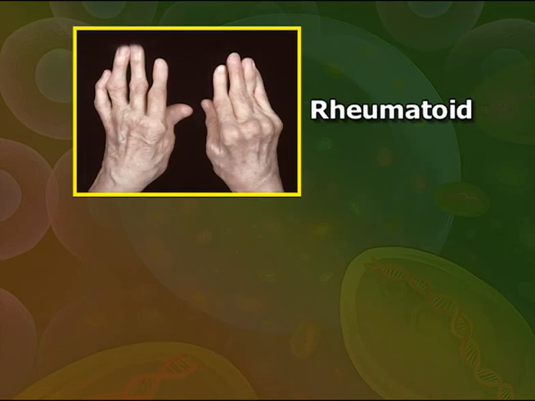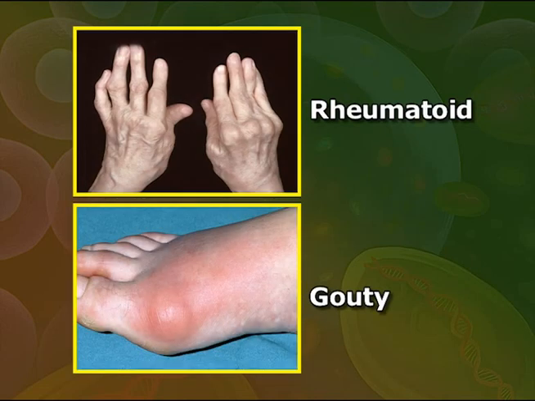However, it is probably also responsible for some of the degenerative joint changes in rheumatoid and gouty types of arthritis. The effectiveness of colchicine in the treatment of gout is probably due to its inhibition of lysosome and granule movement and fusion, which are processes that involve microtubules.